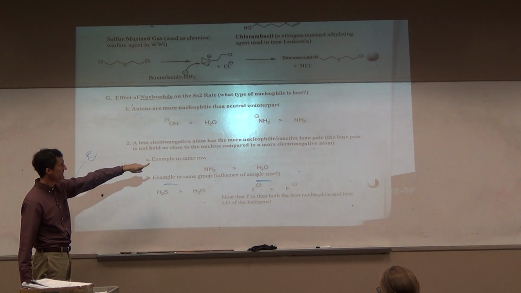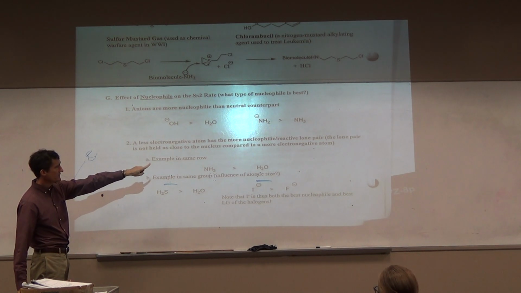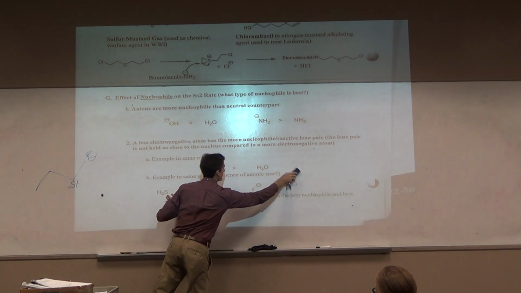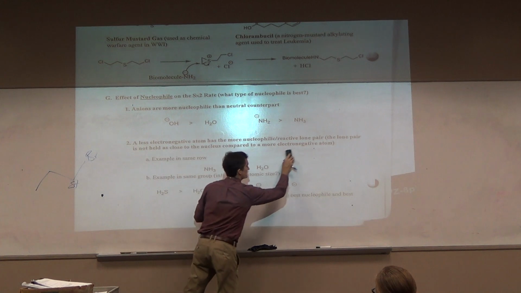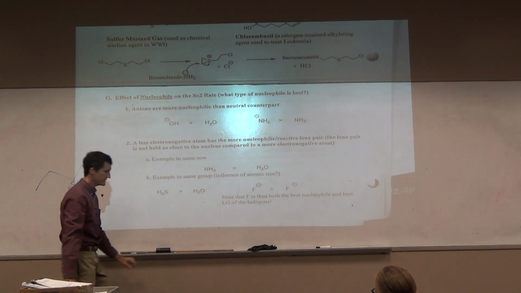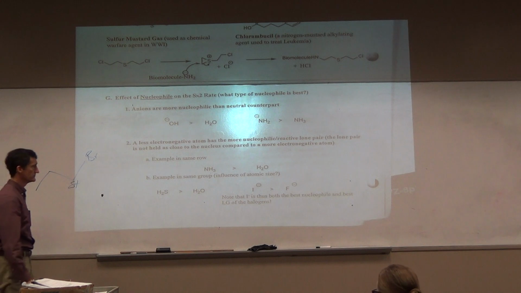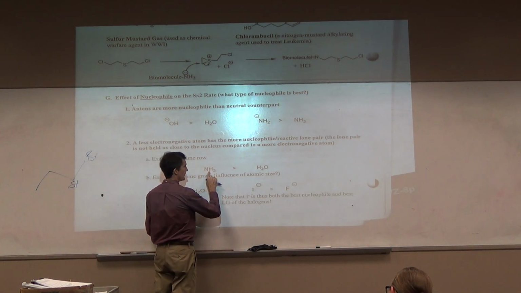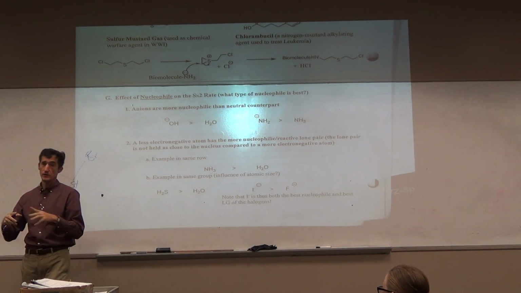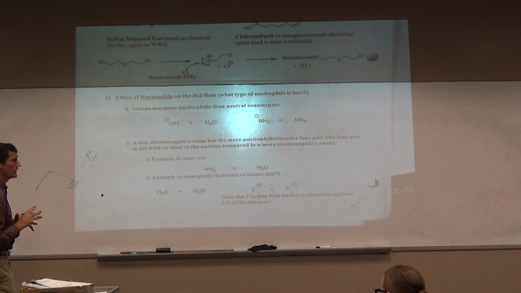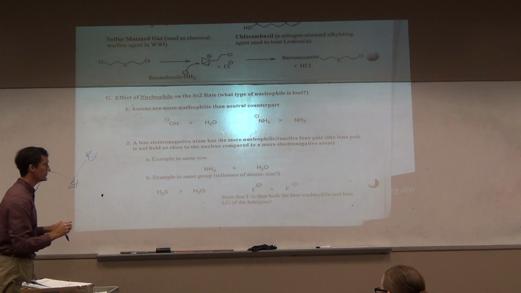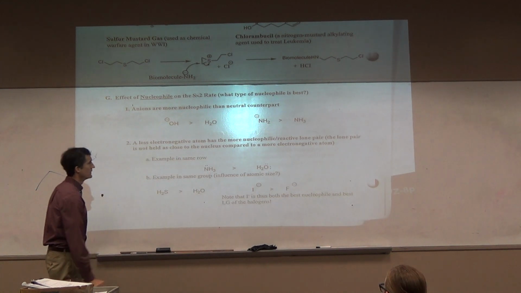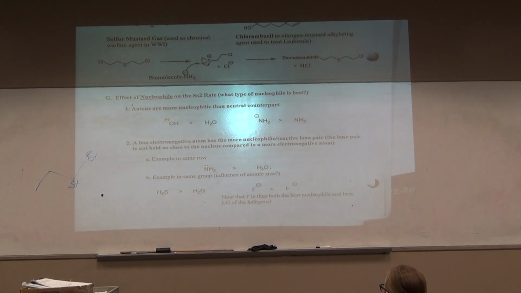Second, a less electronegative atom has a more nucleophilic or reactive lone pair. Less electronegative. Now, a lot of these trends here are the same with our base strength. Which is a stronger nucleophile, ammonia or water? They're both neutral, so that's not the answer. We have a difference in electronegativity, nitrogen or oxygen. Which one's more nucleophilic? It's the same as which one's more basic.